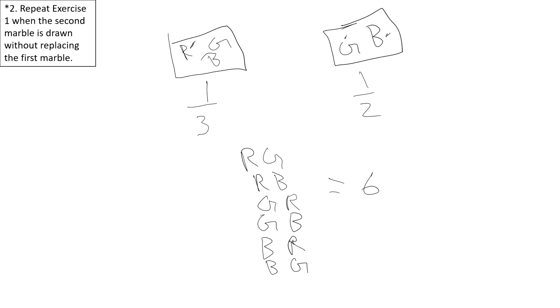Notice that there is no red red, no blue blue, no green green. That is because there are only 3 balls, and if we are taking one out, then obviously it's not going to repeat. So that is why we have 6 outcomes. And once again, what are the probabilities of these outcomes? The chance of getting red first is 1 by 3. The chance of getting green second is half, so each outcome will be 1 by 6.